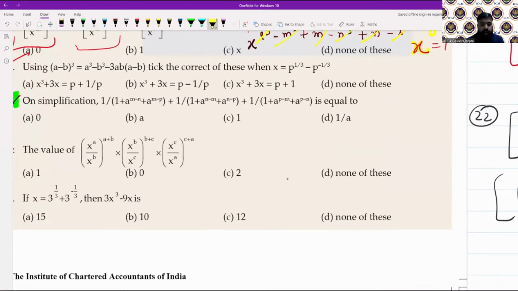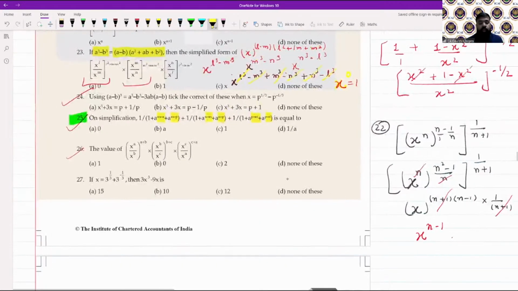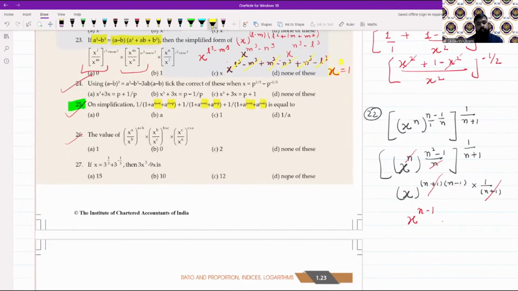We can identify it easily: m minus n, m minus p, n minus m, n minus p. So all the figures are positive as well as negative. It shows that the order is cyclical, and therefore accordingly we will get the answer. Okay.